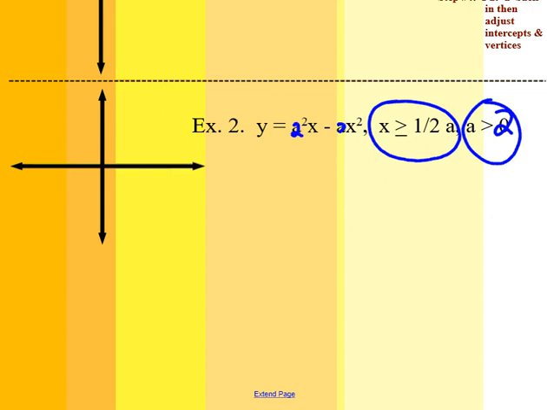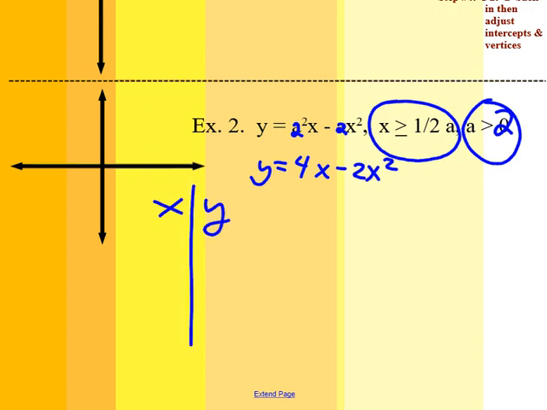Then y equals 4x minus 2x squared. And now I have to graph that. Do you have any clue what that even looks like? So then what's your best friend in graphing? XY chart. Can't use a calculator on these tests.